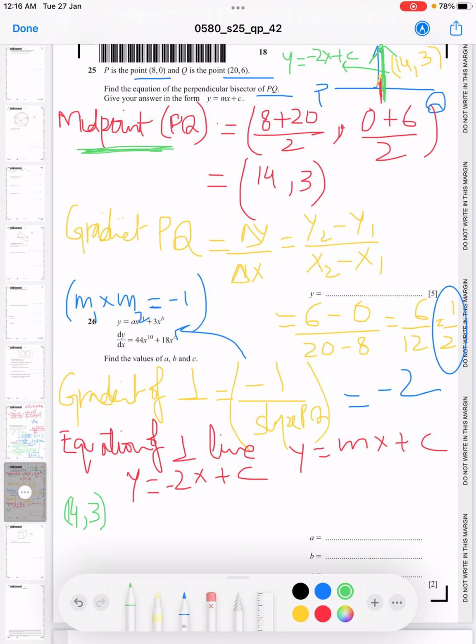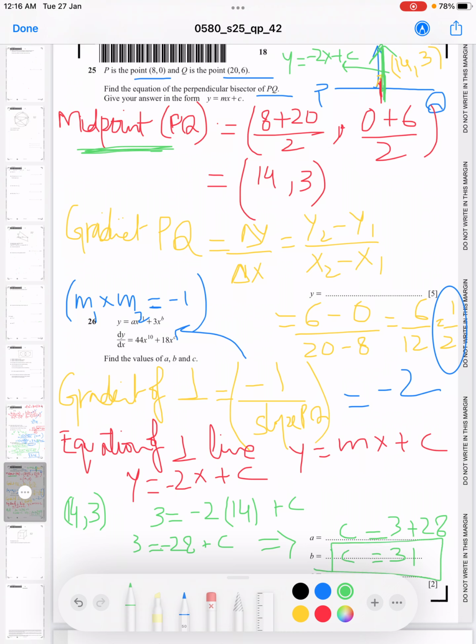So let's put it now. If our y is 3 and we know that minus 2 and x is 14 plus c, so 3 equals 20 minus 28 plus c. Hmm, so 3 equals minus 28 plus c. So from here you get c equals minus 28 plus 3 plus 28, and it will give you 31.